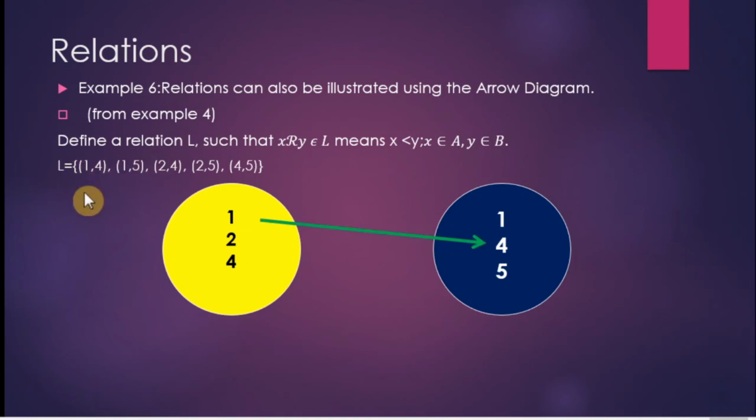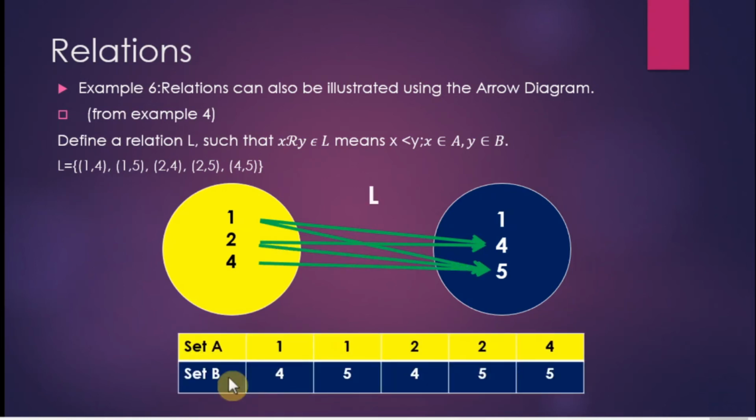That is (1, 4), (1, 5), (2, 4), (2, 5), and (4, 5). Using tables, we do it this way.